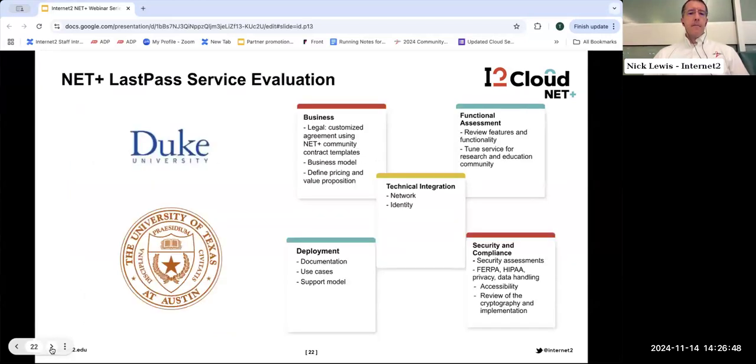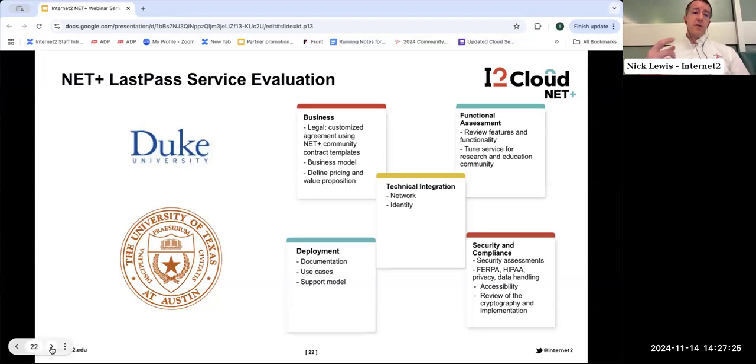Right. And the program was started based on the service evaluation, with campuses working together to evaluate the service. There were 3 campuses that completed the service evaluation in 2014, where they went through the legal work, the business model, pricing, things like that. And the business model is unique for Net Plus LastPass, in that you can deploy it for everyone and your license is based on everyone on your campus, and your price is scaled based on that.